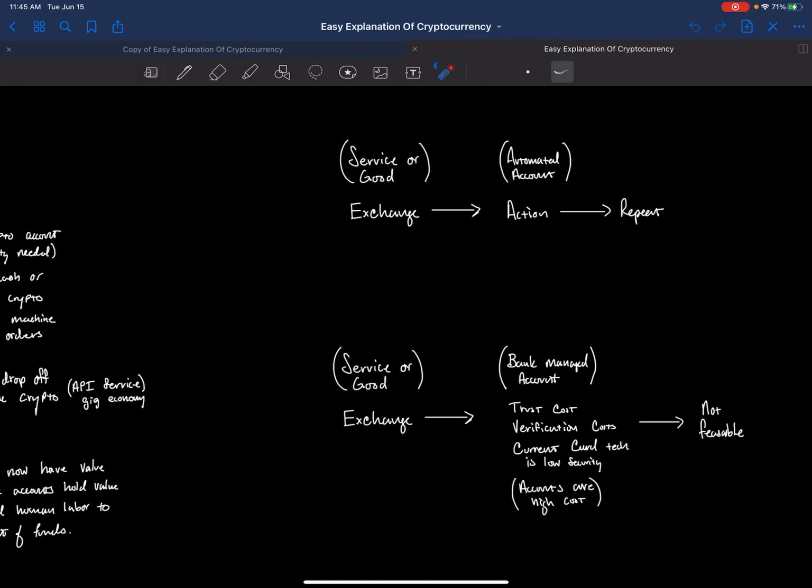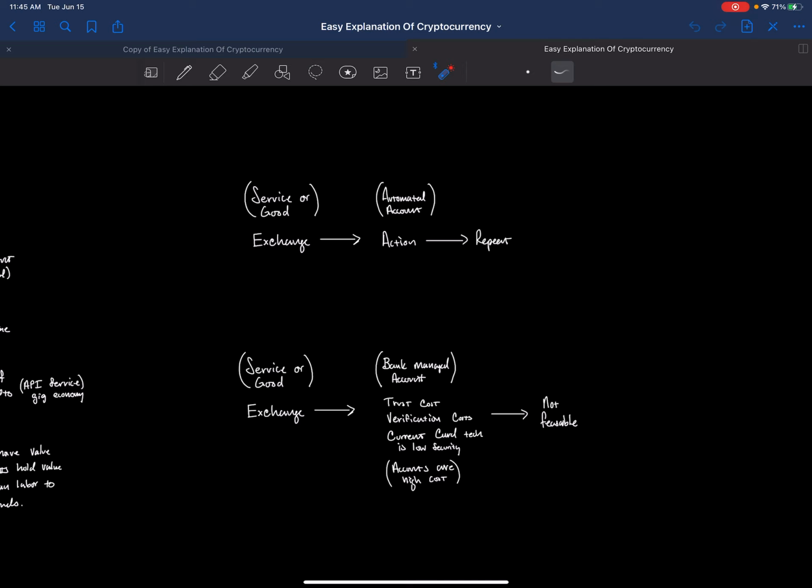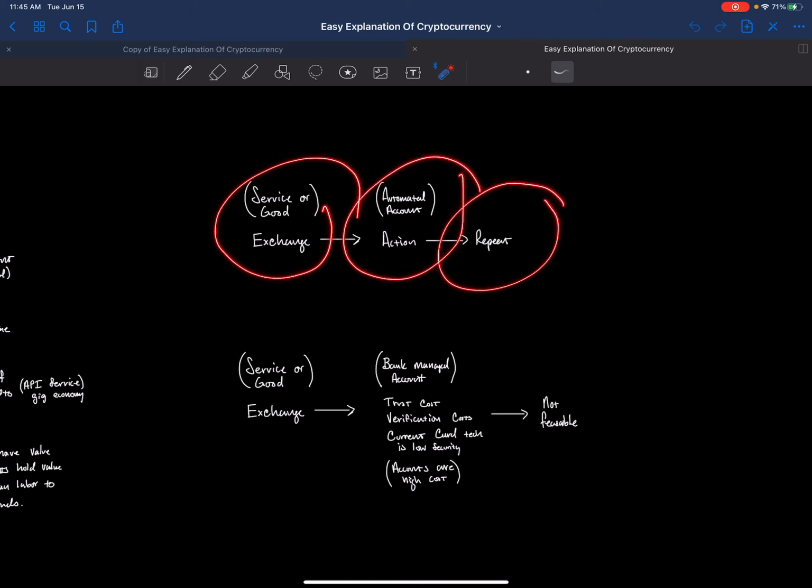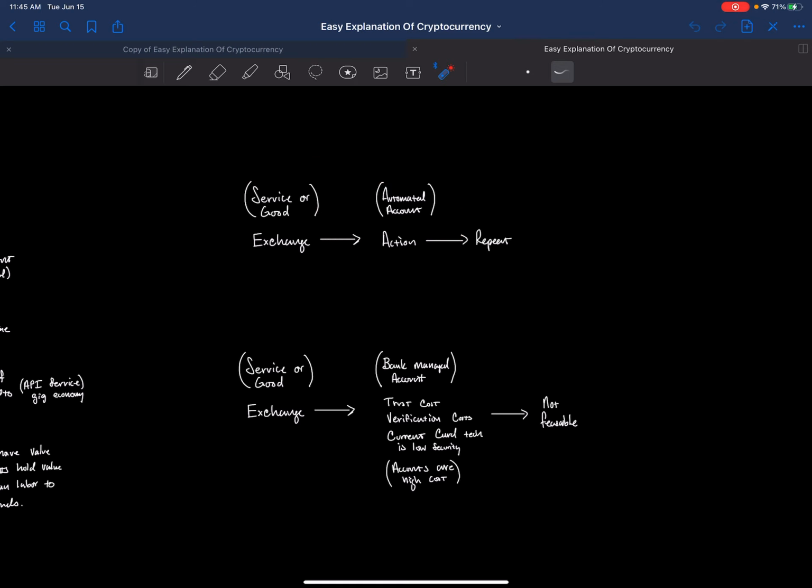Okay. So, service or good, exchange, action, and you can repeat, right? Whereas with a service or good or whatever, an exchange happens. In a bank-managed account, you have to have a trust cost. You have to trust that institution, and it takes time and energy to go set all this up. And it's got to be set up each and every time.